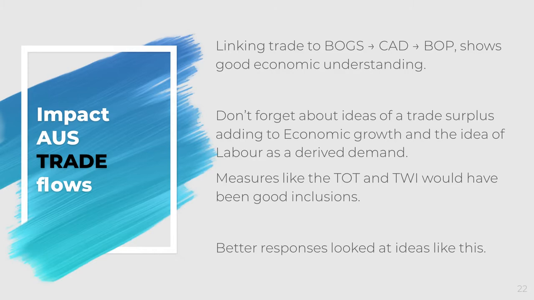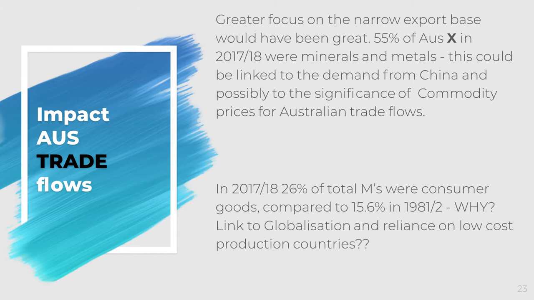You could have used measures like the terms of trade and the trade weighted index just to show, again, that breadth of knowledge. Better responses looked at ideas like this. A greater focus on making it clear to the marker that you know Australia has a narrow export base would have been great. 55% of Australia's exports in 2017-18 were minerals and metals. You could link this directly to moderating growth in China, and therefore the demand from China having a significant impact. You could also look at the importance of commodity prices on Australia's trade flows.